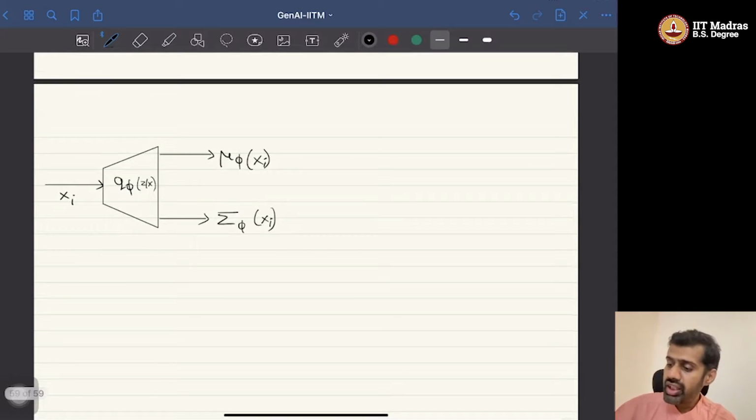Okay, so what is the data flow? As I said, now given an xi, it passes through the encoder network and gives you a mu of xi and a sigma of xi. Then what do we do? We sample an epsilon j from normal 0, 1. All this happens outside the neural network. Okay, and then we find a zj.